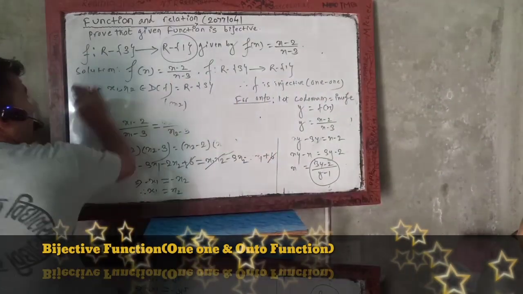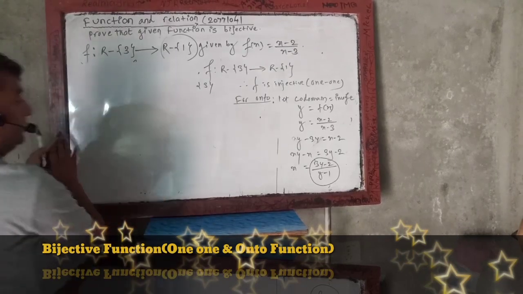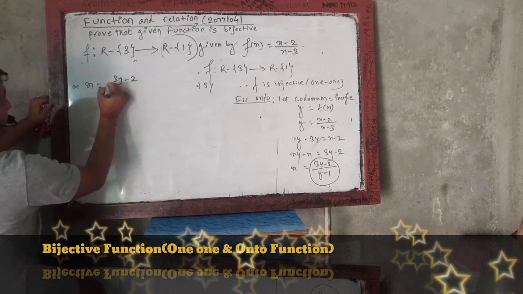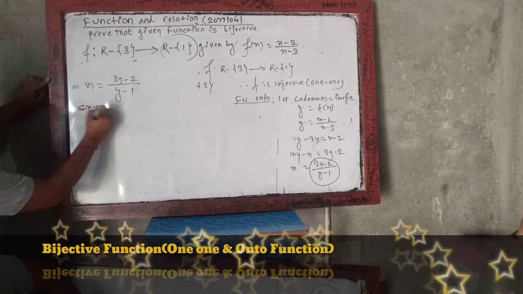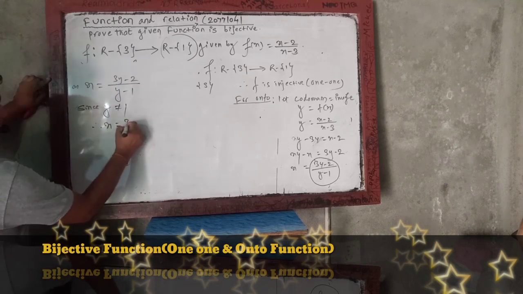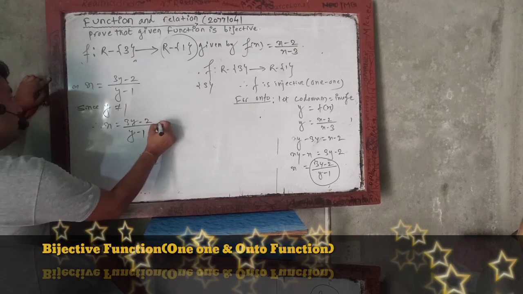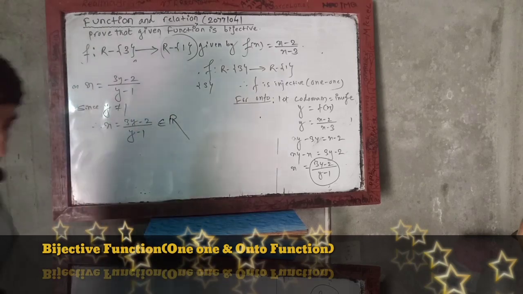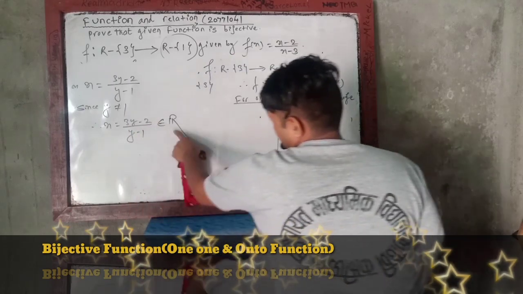Okay, continuing from here, take a look. x equals to x minus 2 over y minus 1. Since y is not equal to 1, therefore x equals 3y minus 2 all over y minus 1 falls in the real numbers R, except y equals 1. This number, 3y minus 2 over y minus 1, will be a real number.